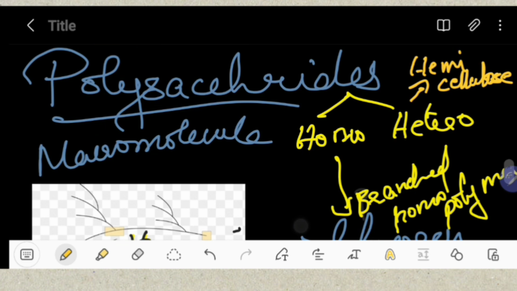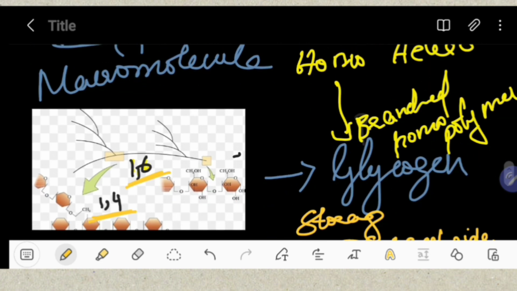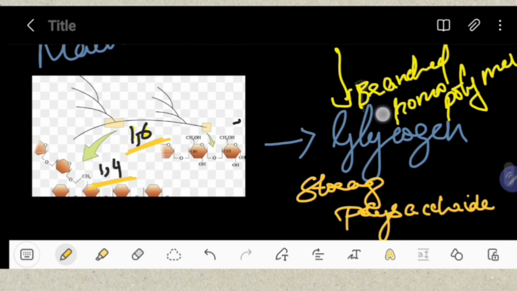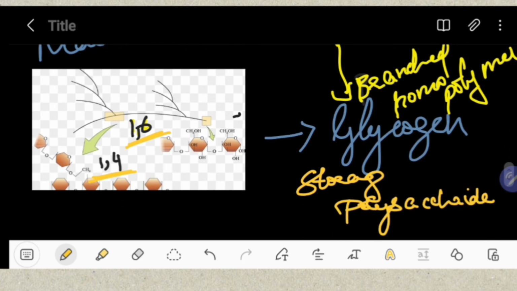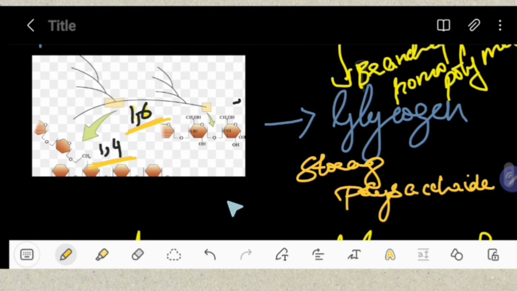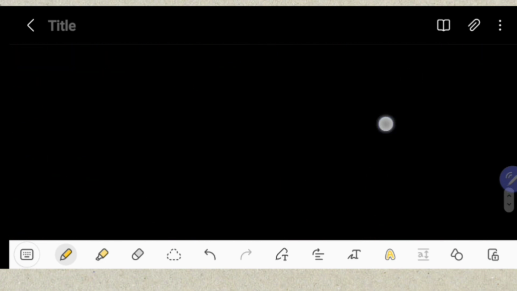Now the next one was glycogen. It is a branched homopolymer of glucose. Two linkages can be seen: 1,4 alpha linkage and 1,6 alpha glycosidic linkage. It is a storage polysaccharide in animals. In plants it is starch. In animals, the storage polysaccharide is glycogen.